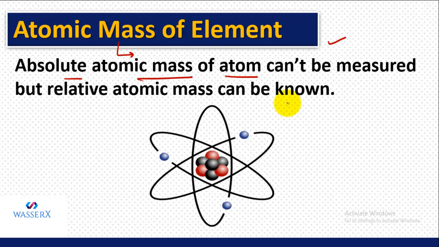So, in order to overcome this difficulty, we do not find the absolute atomic mass, but we focus on the relative atomic mass. That can be known. Now, what is relative atomic mass? Relative atomic mass means that we can relate the mass of one atom with a standard atom in order to know whether the given atom XYZ is heavier or lighter than that standard atom. So this is what relative atomic mass is. That means we can relate the masses.